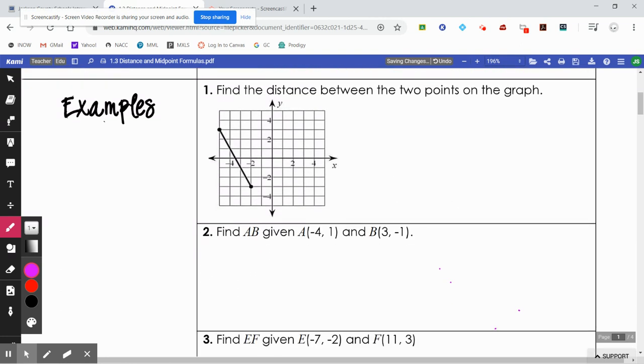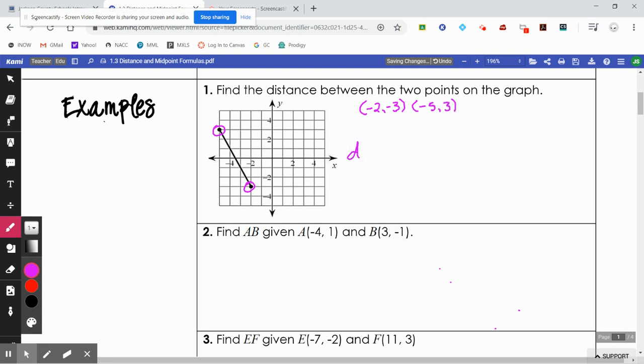First problem says find the distance between these 2 points on the graph. The point here and the point here. Well, first off, we need the 2 points. The first point, we'll call this our first point down here. It doesn't matter which is which. The first point is at (-2, -3). And your second point is at -5, and your y value is 3.